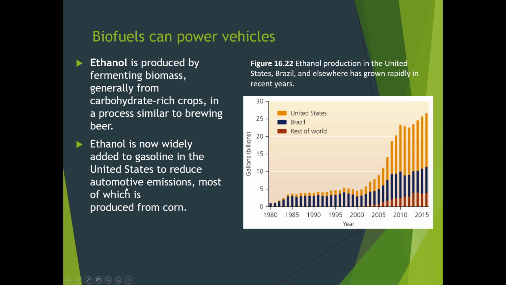Also, this is white lightning. You can see the biggest producers in the world right now are the United States and Brazil. The United States is taking off right here in 2005, and that's when we started the corn mandate, or the 10% alcohol mandate, that we had to put in our gasoline.